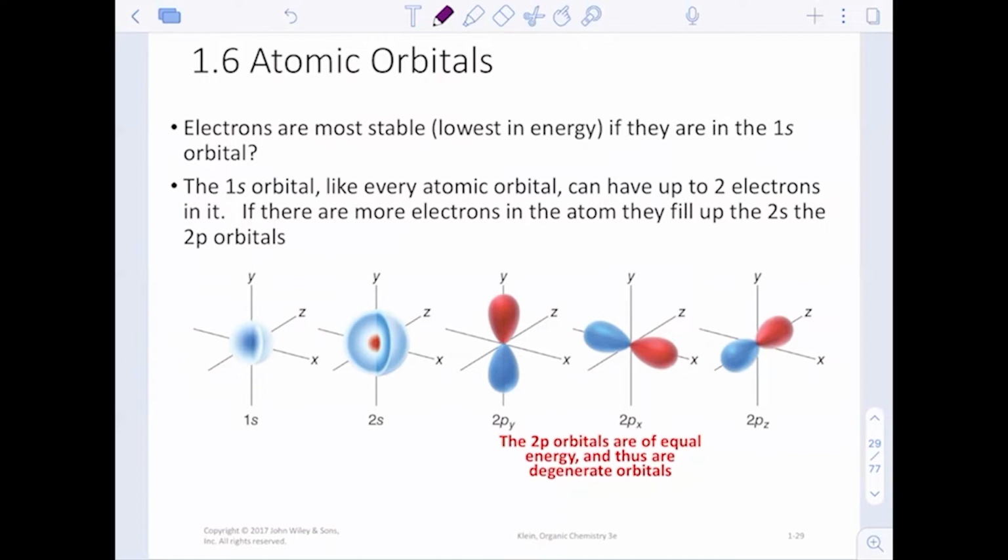But looking at our 1s orbital compared to our 2s here, size is the big difference. And then with the 2p's, it depends on whether it's on the x, the y, or the z axis, right? That's how we define those degenerate orbitals. And if we remember the word degenerate, they were all equal in energy. Doesn't make a difference. The y, the x, or the z are all the same energies.